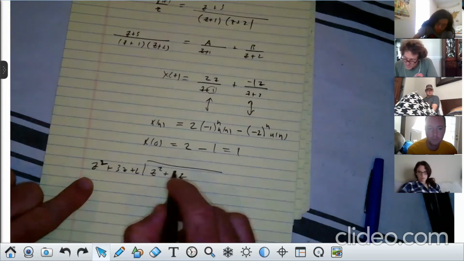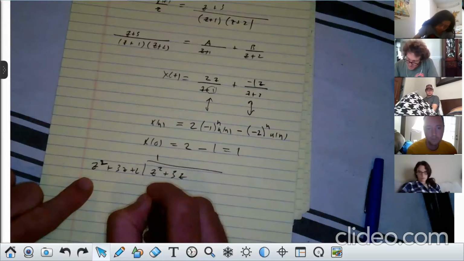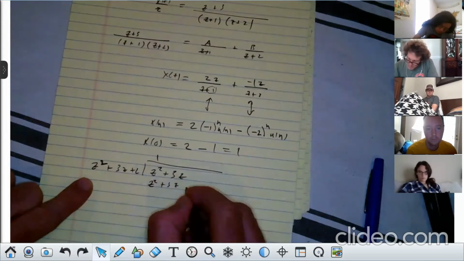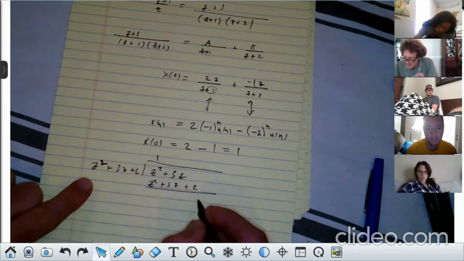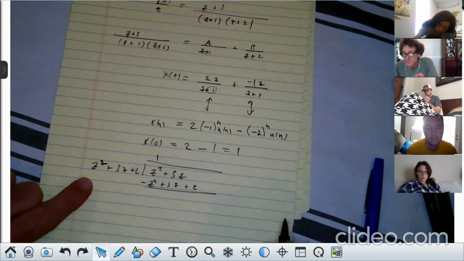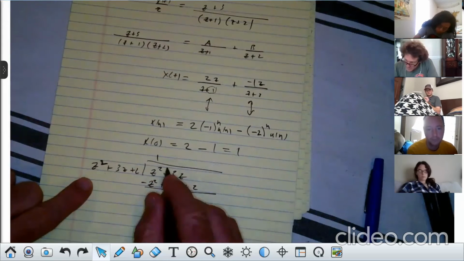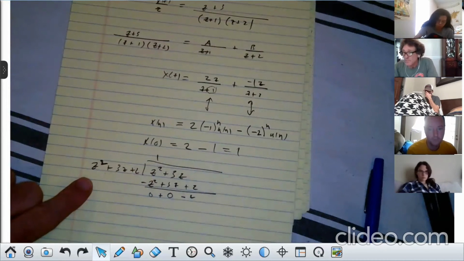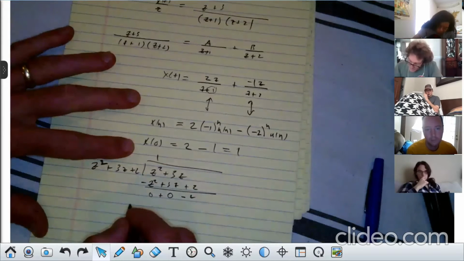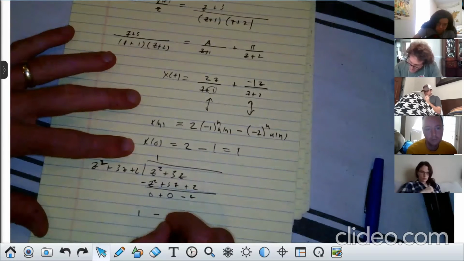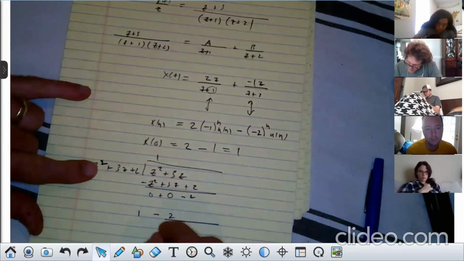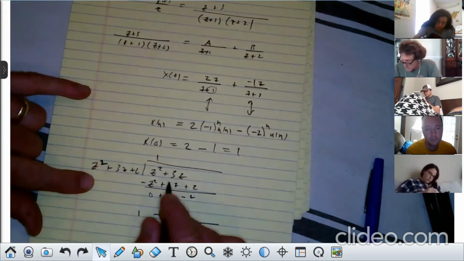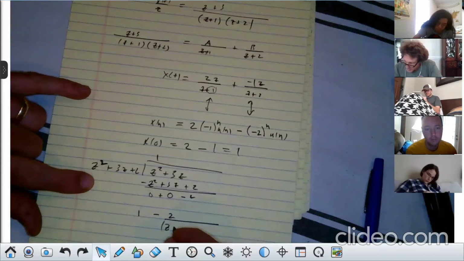Z squared goes into z squared 1, right? So then I recopy this, which would be z squared plus 3z plus 2. And then I subtract the bottom from the top, correct, class? This is just division. When I do this, I get 0 plus 0 minus 2, correct? That means now that equation would be 1 minus 2 over z squared plus 3z plus 2, but I'll break it down: z plus 1, z plus 2.